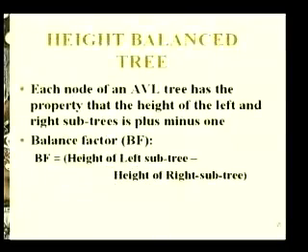One of the height balanced trees is the AVL tree. Now, each node of an AVL tree has the property that the heights of the left and right subtrees differ by plus or minus 1. So they can have at most one level more. And for that we define something called a balancing factor, which is defined as the height of the left subtree minus the height of the right subtree. Now what are the possible values which this balance factor can have?